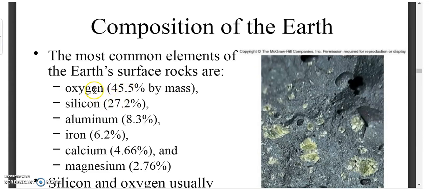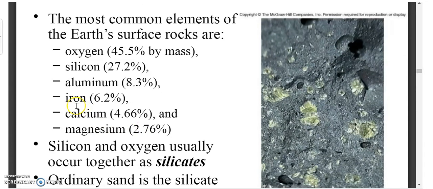We find that the rocks are 45.5% oxygen, 27% silicon, and then after that, as far as elements go, you get roughly 8% aluminum, and then roughly 6% iron, and that's actually really important. Where did this iron all come from?